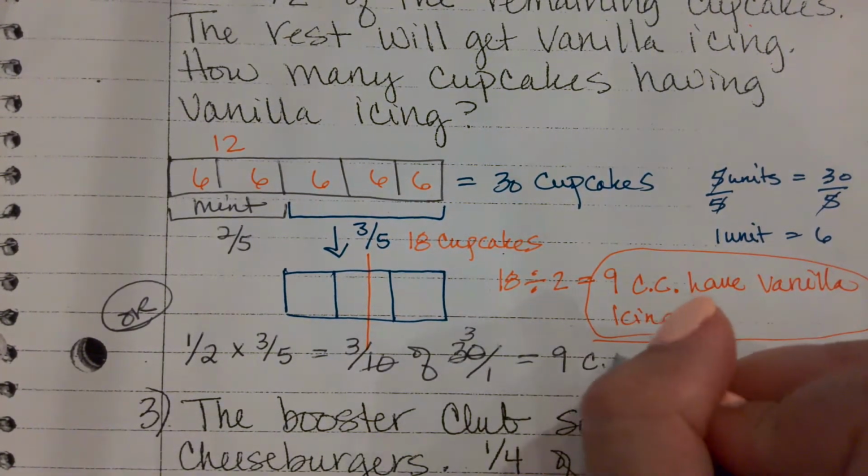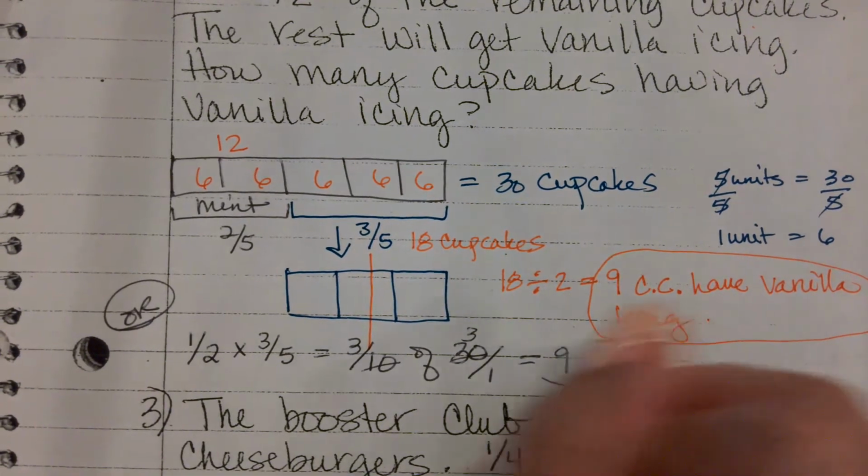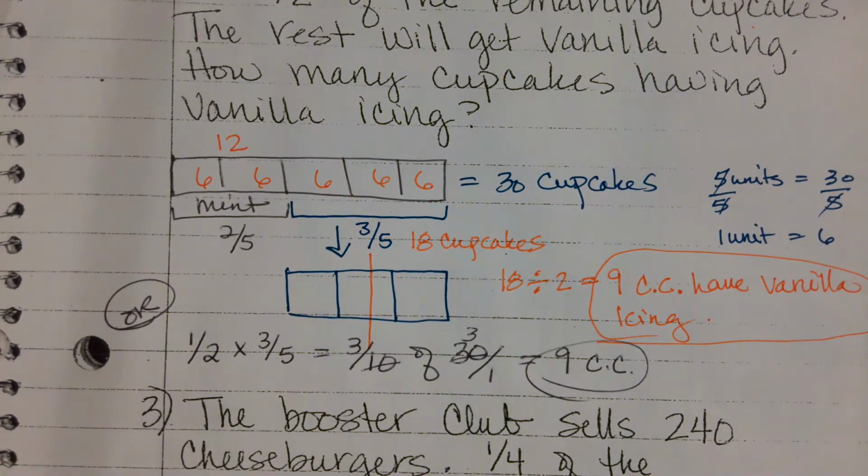9 cupcakes have the vanilla icing. All right. So we needed the amount, not the fraction. So we needed to multiply 3/10 and 30 to get 9 cupcakes.